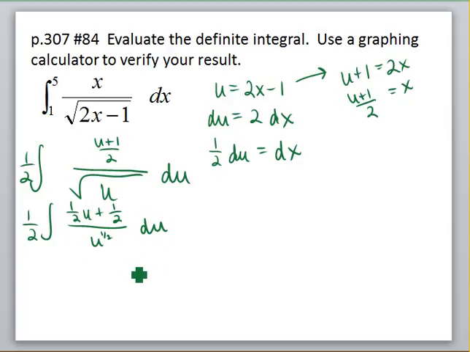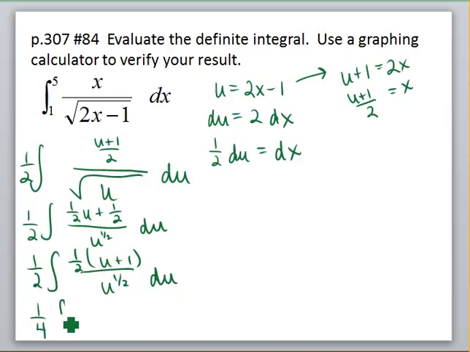Let's see what this allows me to do. Well, I could actually pull out my 1/2 because there's a 1/2 on each one of these. So I have 1/2, and I'm going to go ahead and rewrite this: 1/2 u plus 1 all over u to the 1/2, just in case you don't see what I'm doing. Now I can pull out my 1/2, which gives me 1/4, and then I can divide each of these off. So I get u to the 1/2 plus u to the negative 1/2.